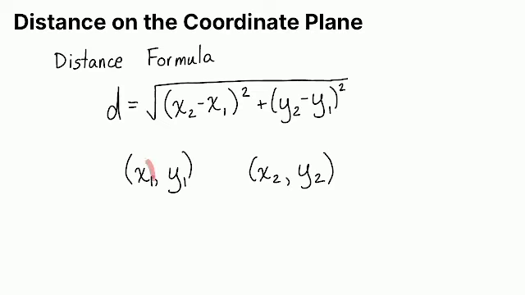So x1 is our x1, x2 is our x2. So the first number in each ordered pair forms our x2 minus x1. Then our y1 is the y1 and the y2 is the y2. So the second number in each ordered pair is the y2 and the y1. And I'm going to use this setup when I go to solve any question with the distance formula. Okay?